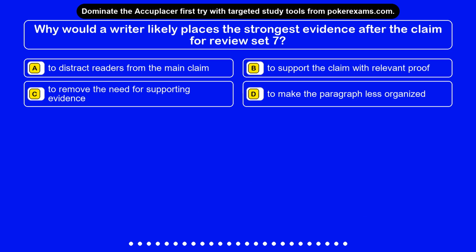Question 16. Why would a writer likely place the strongest evidence after the claim for review set 7? Option A. To distract readers from the main claim. Option B, to support the claim with relevant proof. Option C, to remove the need for supporting evidence. Option D, to make the paragraph less organized.